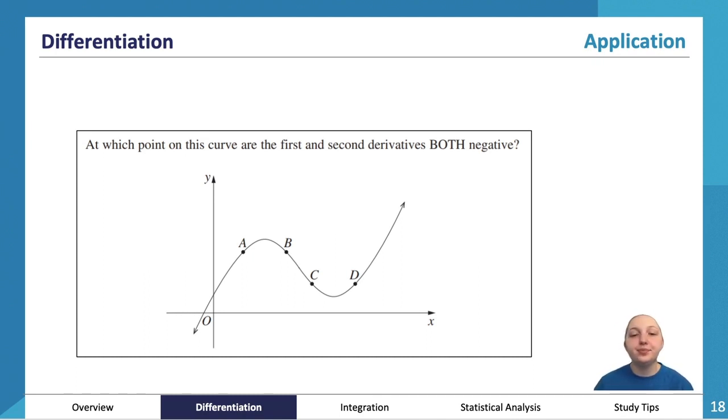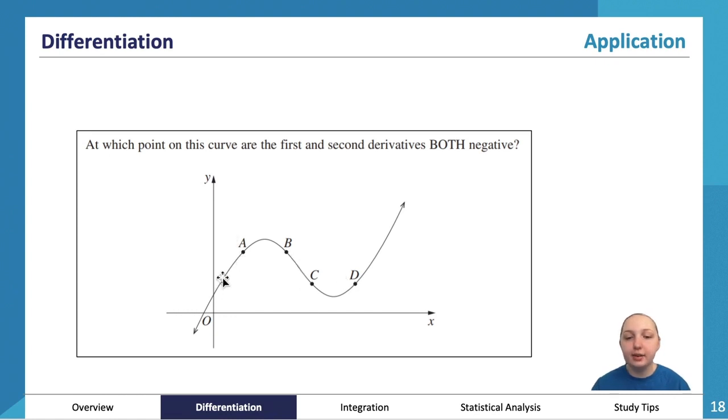So, at which point in the curve are the first and second derivatives both negative? This is an example of a multiple choice question you might see. So we've got A, B, C, and D. Let's first think about the first derivative, and our first derivative is looking at gradients. So we know if we have a negative gradient, then we're going to have a negative derivative. So the first thing we want to see is which points have a negative gradient.